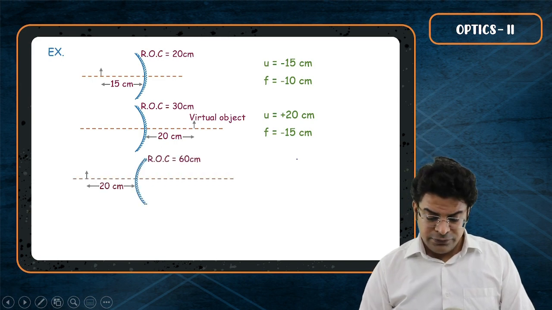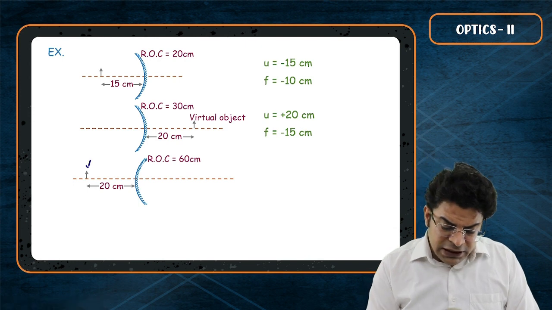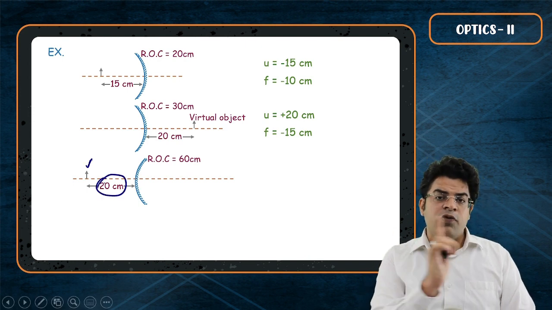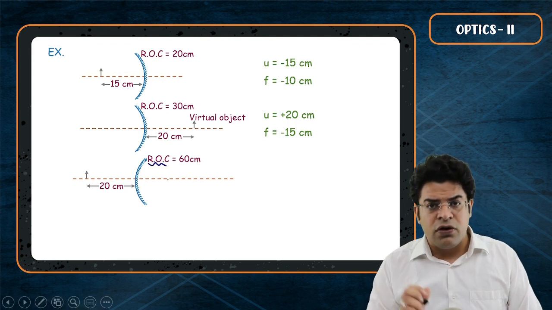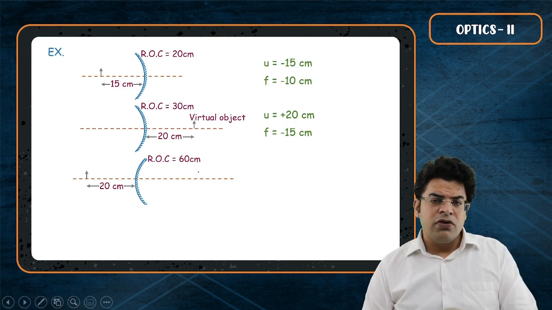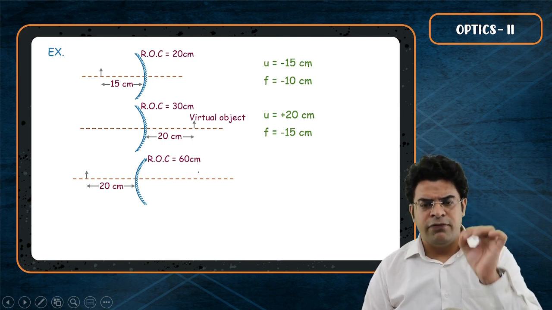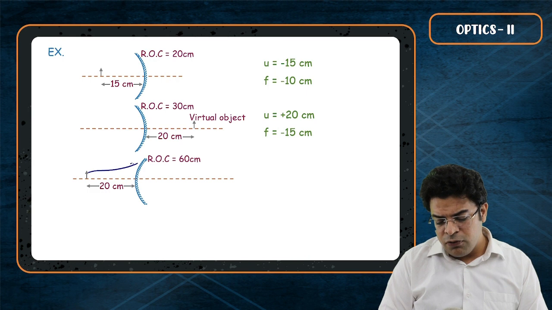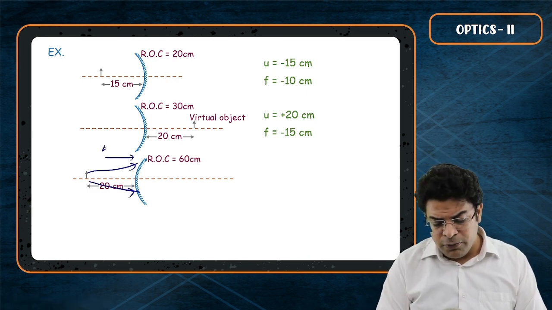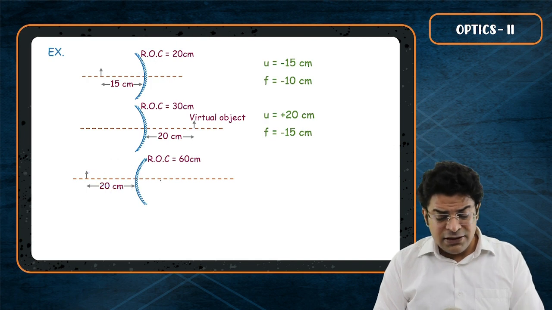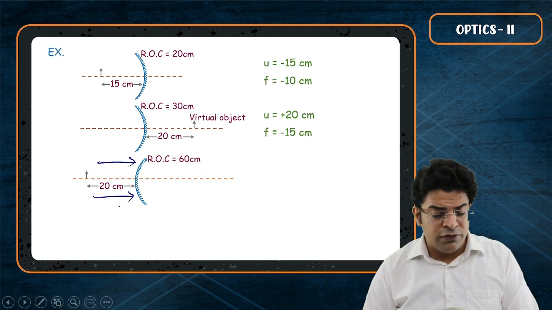The next case: let's say you have this convex mirror and an object is placed 20 centimeter in front of the convex mirror, and the radius of curvature of this convex mirror is 60 centimeter. Now tell me, what will you substitute for the value of u, and what will you substitute for the value of f? So you will say that the rays come out of the object and hit the convex mirror. So this is the direction of propagation of incident rays. Anyways, the rays can't hit from behind. So this has to be the direction of propagation of incident rays.